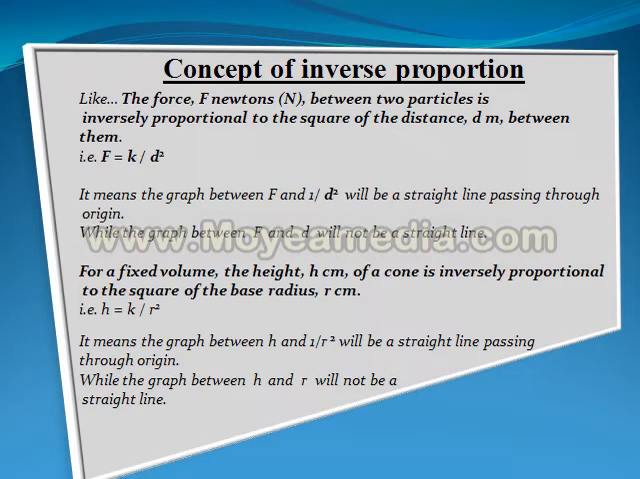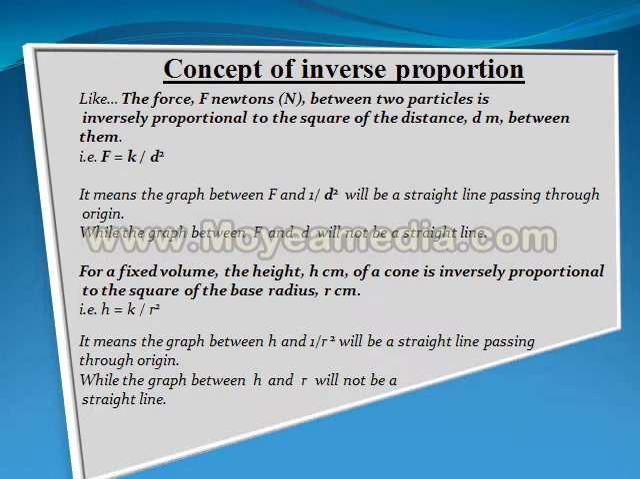So if we draw the graph between F and 1 over d square, meaning the values of F on one axis and values of 1 over d square on the other axis, it is definitely going to be a straight line passing through the origin. But if we draw the graph between F and d, you will see it's not going to be a straight line.